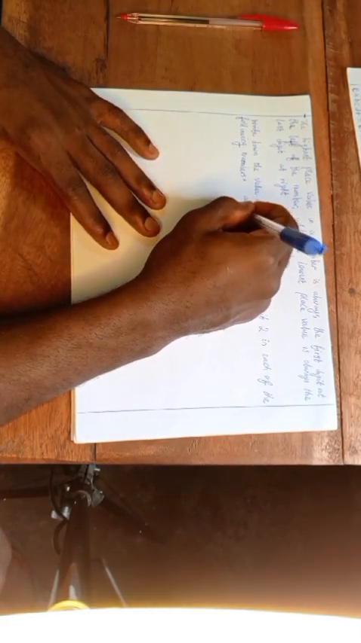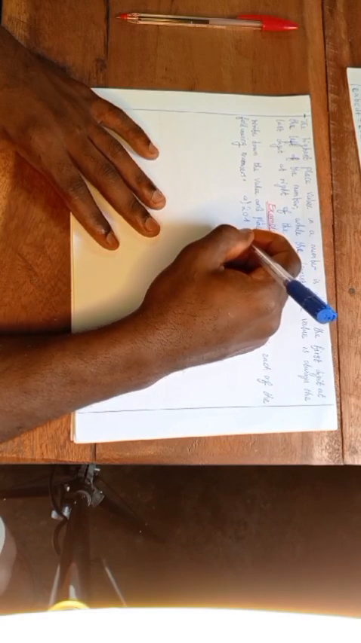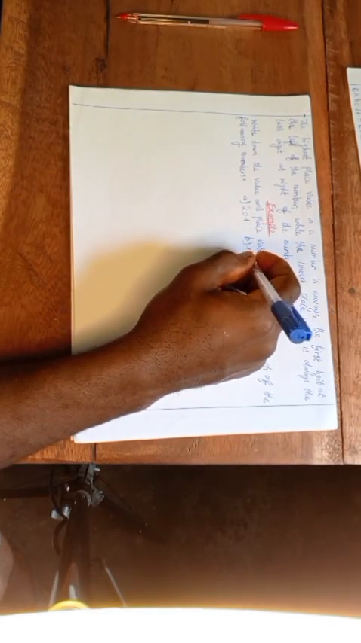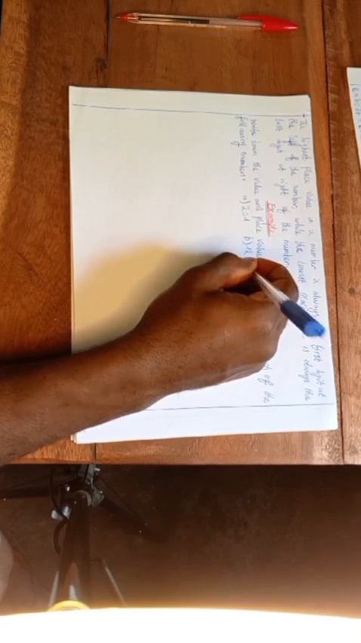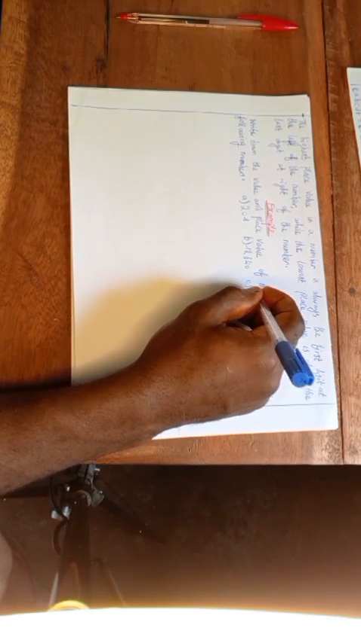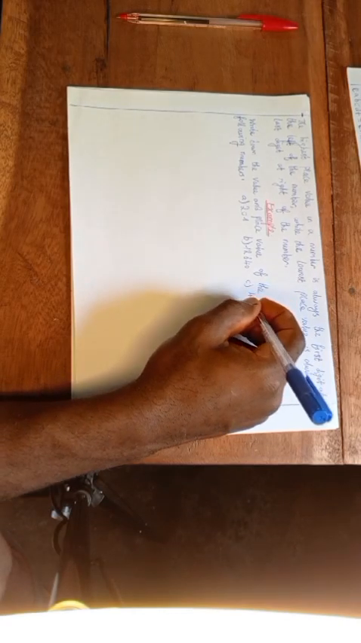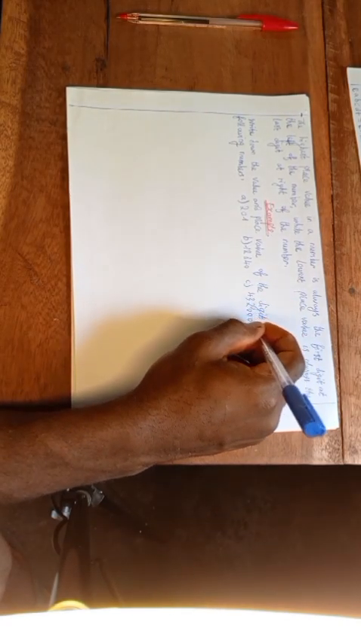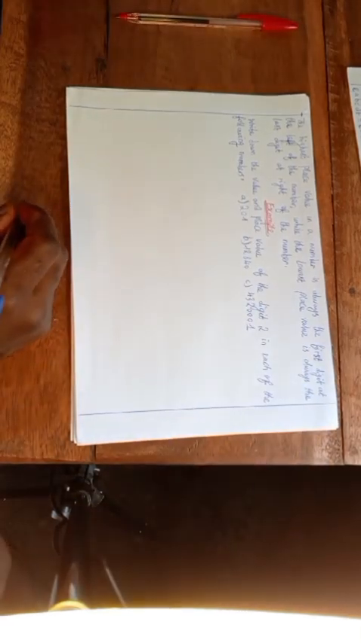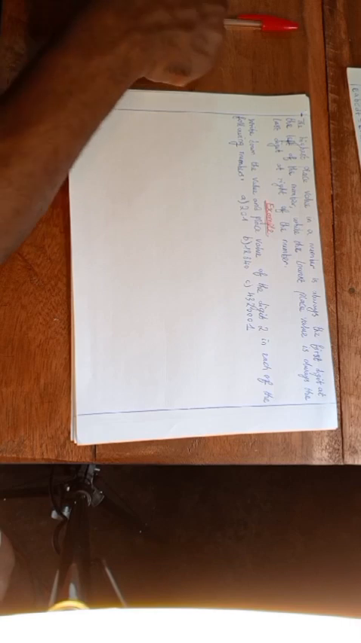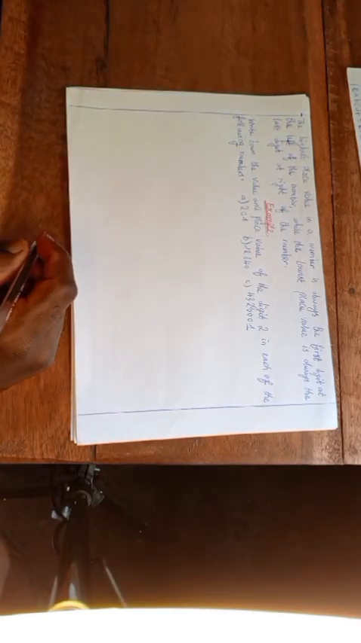So for the first number, we have 201. That's A. B, we have the number 12,840. Then for C, we have the number 4,320,001.